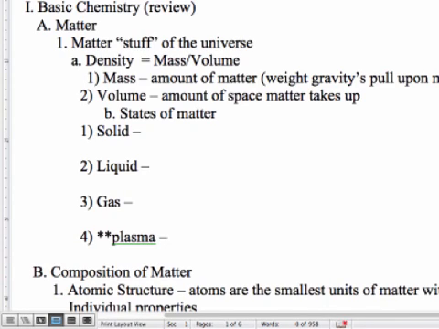Okay, so plasma, very interesting state of matter. Now, to change states of matter, all we have to do is either add or take away energy. That's a very important thing to know when we're talking about phase changes, and that's what phase changes are: changes in states of matter.